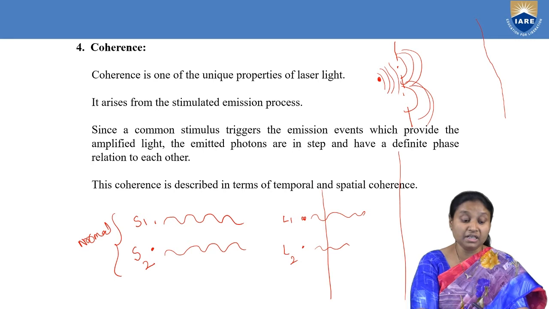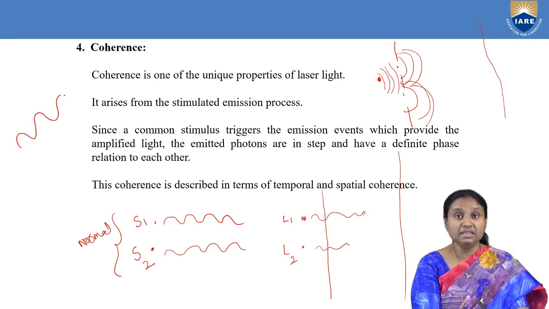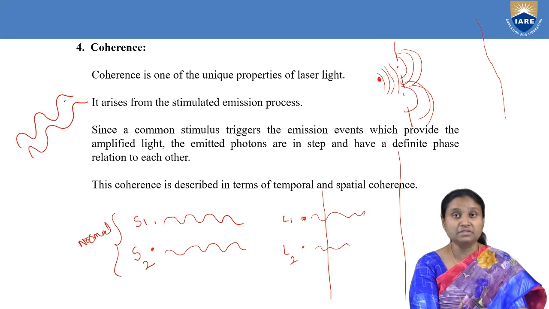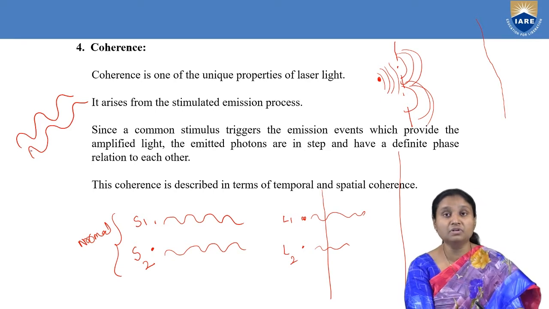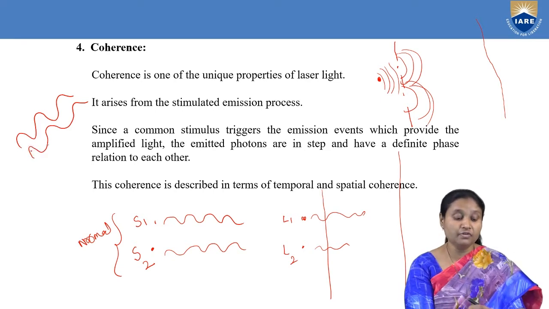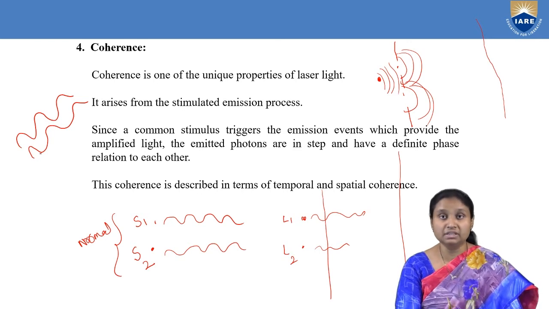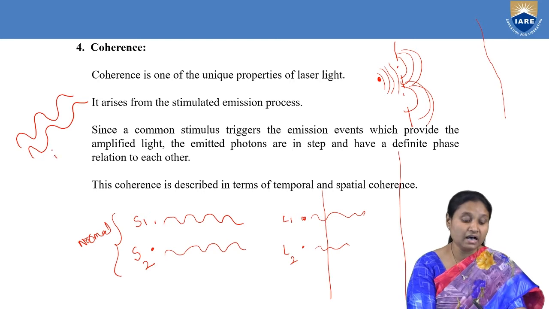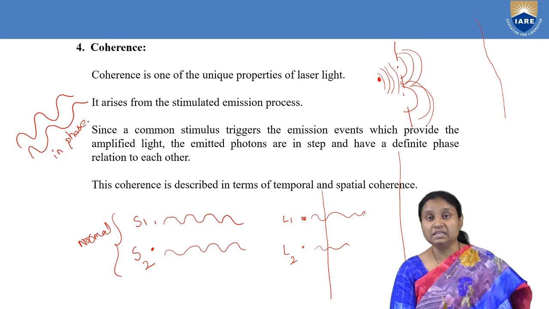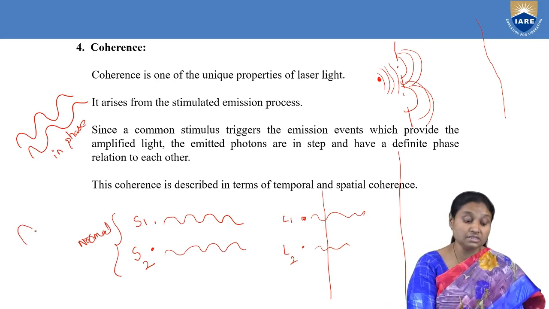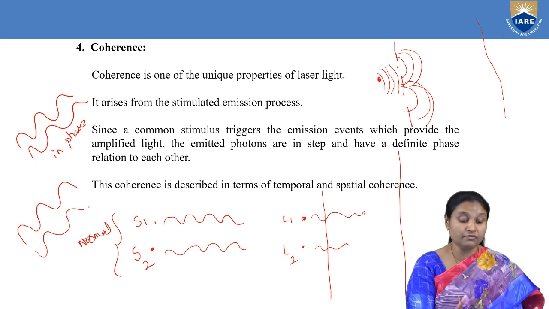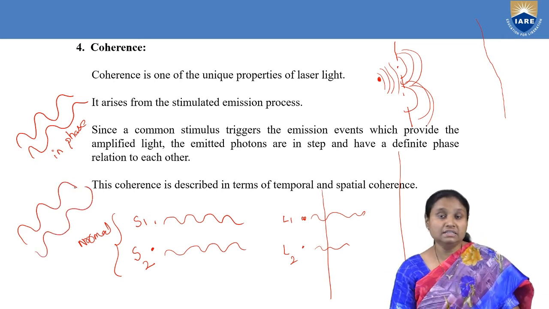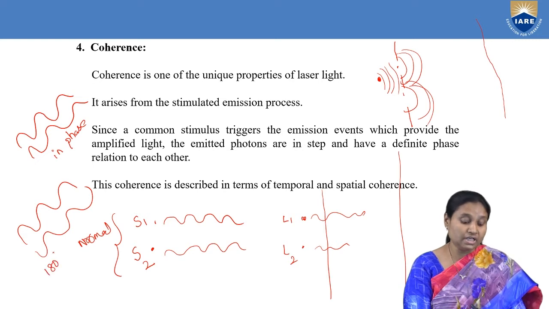When you say that they are maintaining a zero phase difference, the positions are exactly matching: the crest of one wave exactly falls on the crest of another wave, and the trough of one wave exactly falls on the trough of another wave. So when their positions are exactly matching, we say that they are in phase, maintaining a phase difference of 0 degrees. And when we say that they are completely out of phase, the crest of one wave falls on the trough of another wave. So in this case, we say that their phase difference is 180 degrees.